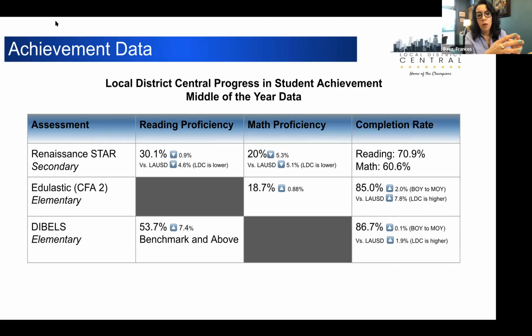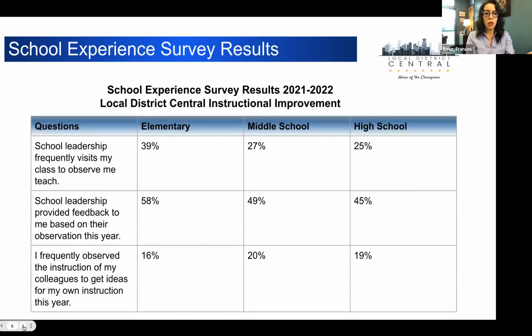In math, we're at 20% proficient with Renaissance and 18.7% proficient with Edulastic for elementary students. This is the second reason why we're using digiCOACH: our math proficiency, whether before the pandemic or during the pandemic, is not very high. And so we need to examine the ways that we can support our teachers, provide them good tools and coaching, to help them be successful in the classroom so our students succeed. So student achievement, looking at data analysis, is one of the reasons for using digiCOACH.